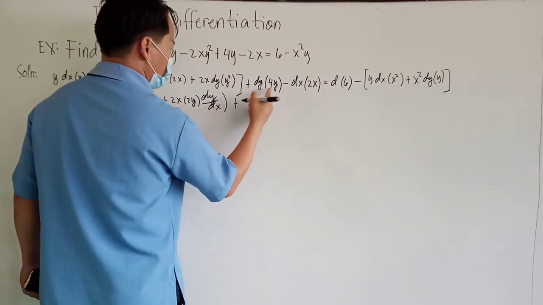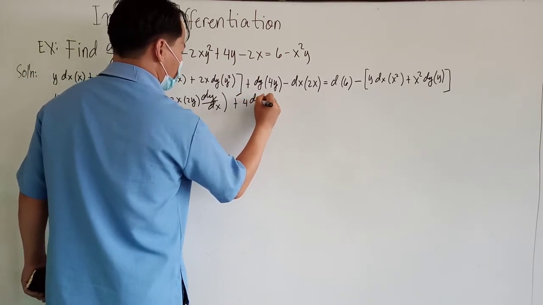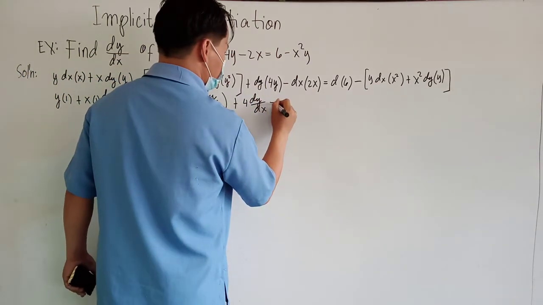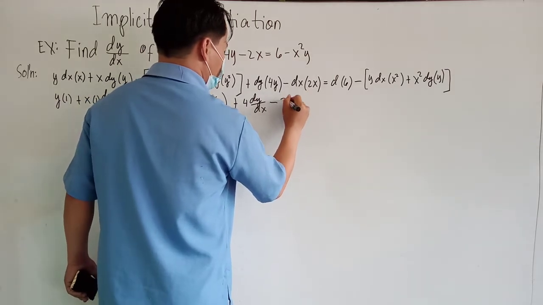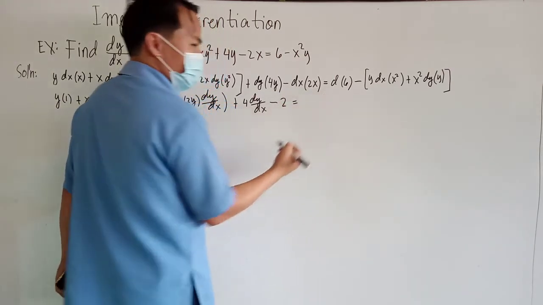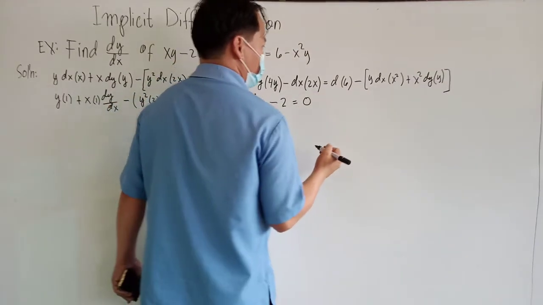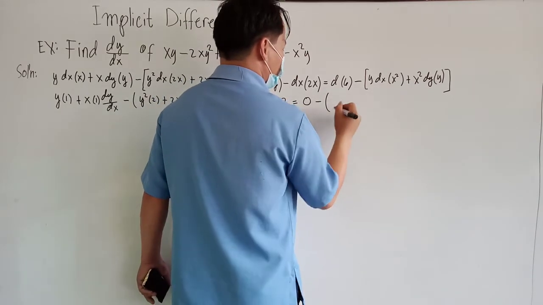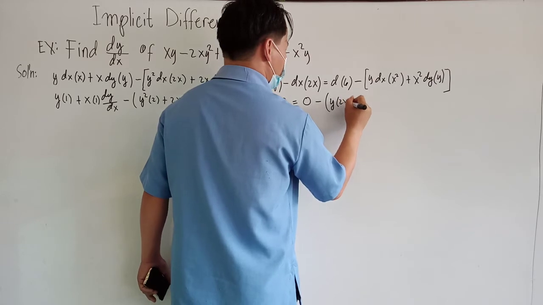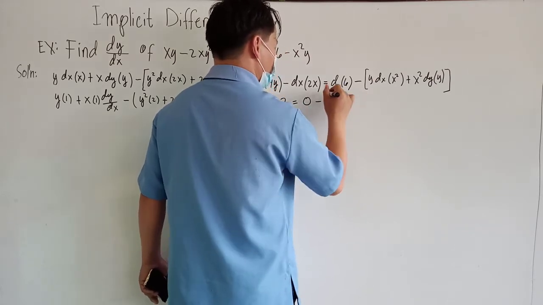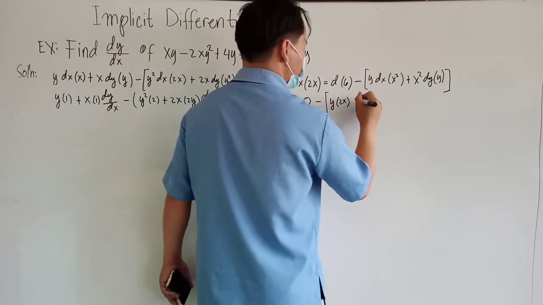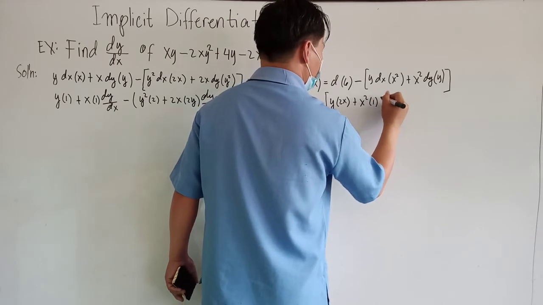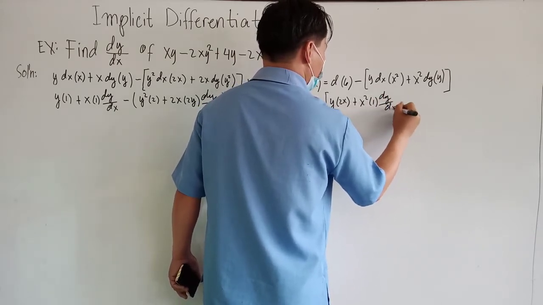Plus, the derivative of 4y is 4, then we write down dy over dx. Minus, the derivative of 2x is only 2. Is equal to, the derivative of a constant is 0. Minus, this quantity: the derivative of x squared is 2x, so we have y times 2x. Plus we have here x squared. The derivative of y is 1, so we have 1 dy over dx.